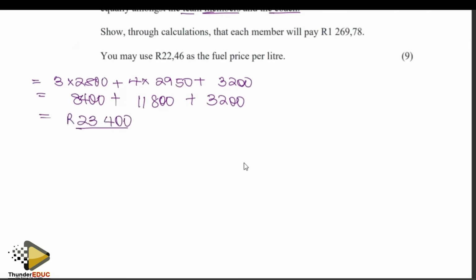So this is my total, but remember, this is only one day. So we multiply it by 2. We end up having 46,800. This is accommodation. Then let's go to the fuel.